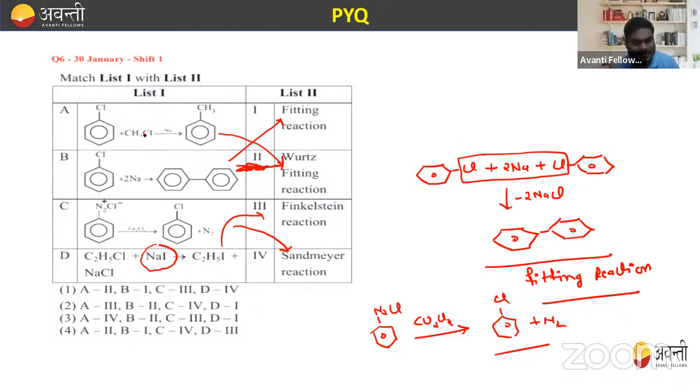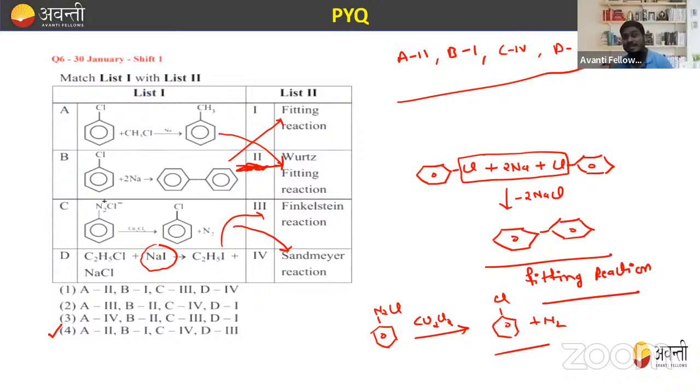A is equivalent to 2. B is equivalent to 1. C is equivalent to 4, and D is equivalent to 3. So this is the correct option for this question. Try to look which option is correct: A2, B1, C4, D3. So option number 4 is absolutely correct.